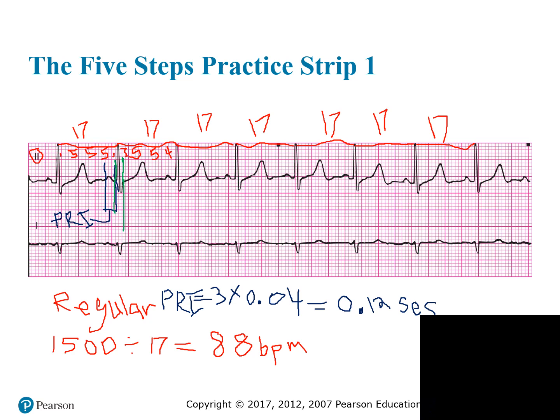Okay, so this right here is what we call our QRS interval. And I'm going to just put I.